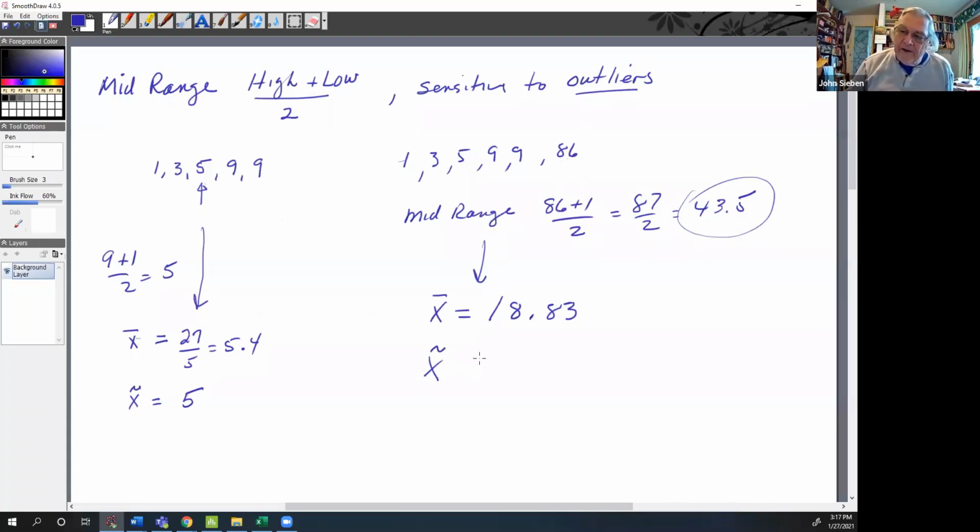And X tilde, let's get the index. I've got 6 pieces of data, so the index would be 6 plus 1 over 2, which is 3.5. So that means I'm going to have to average. X tilde would be X3 plus X4 divided by 2. This is ordered, so X3 would be 5 and X4 would be 9, divided by 2 would be 7.